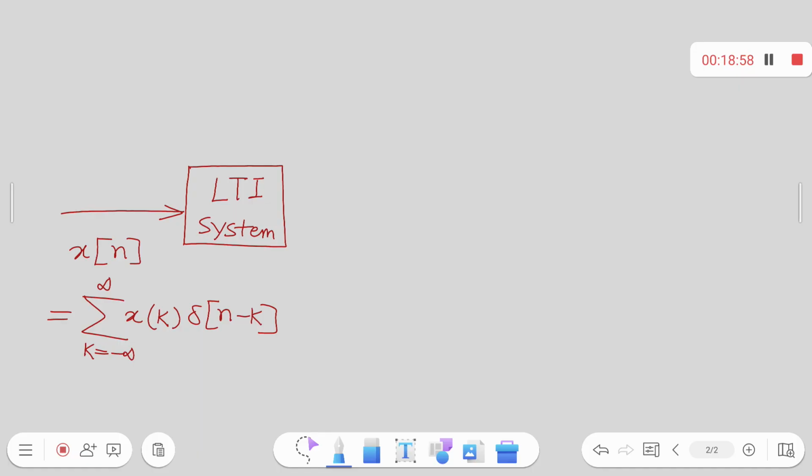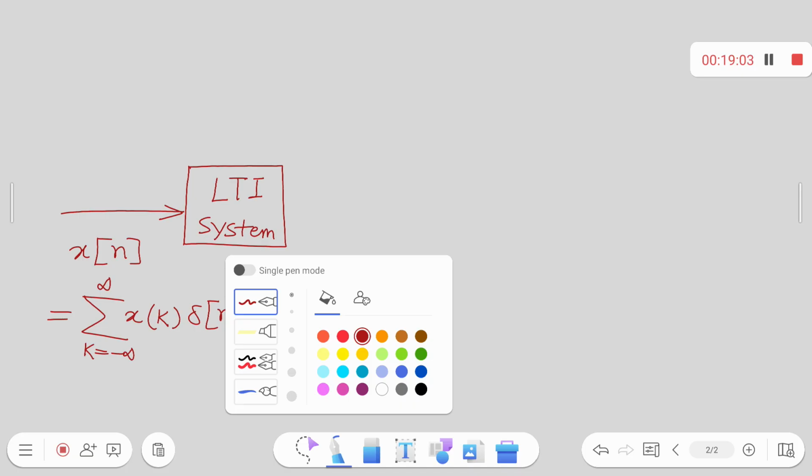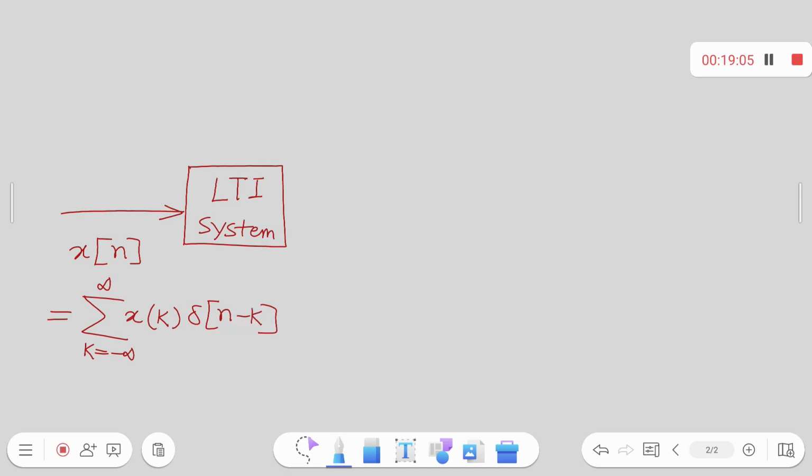You have an LTI system or LSI, and you would like to characterize the system. What is that single experiment? You excite the system with delta n or delta t. For continuous time it is delta t, for discrete time it is delta n. You excite the system with delta n.